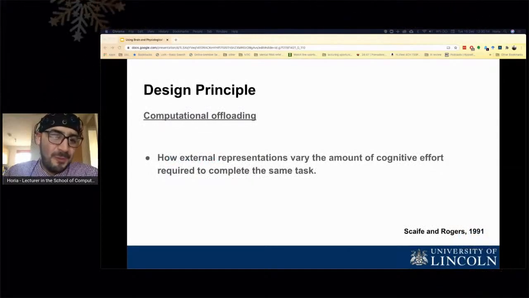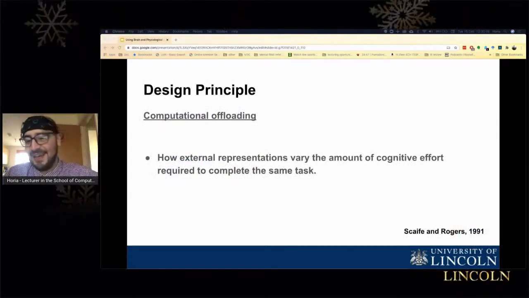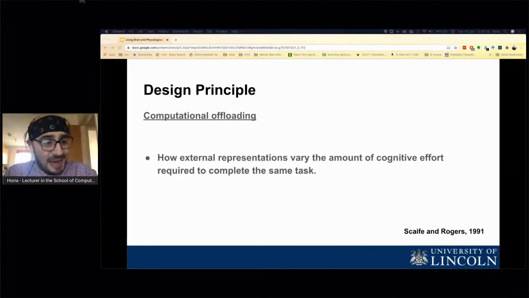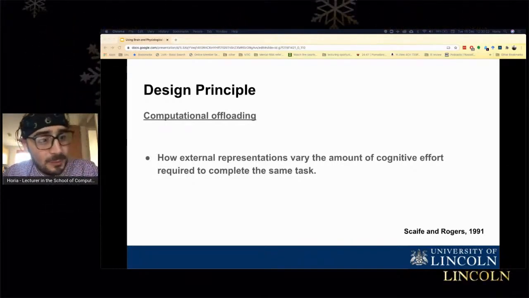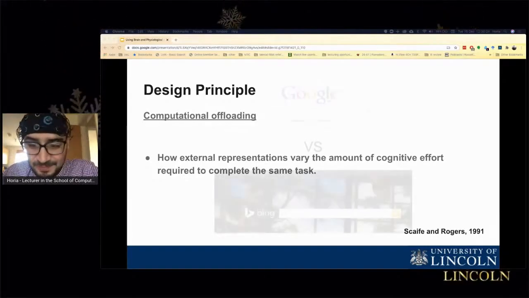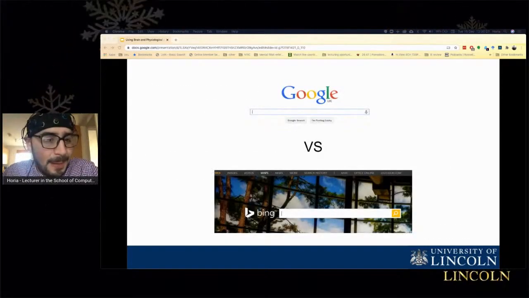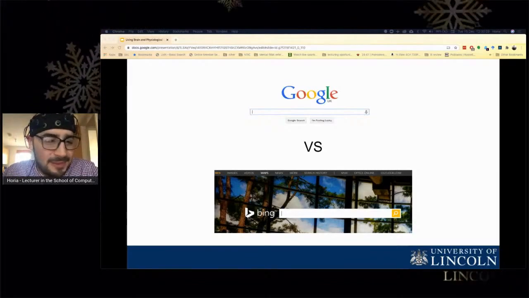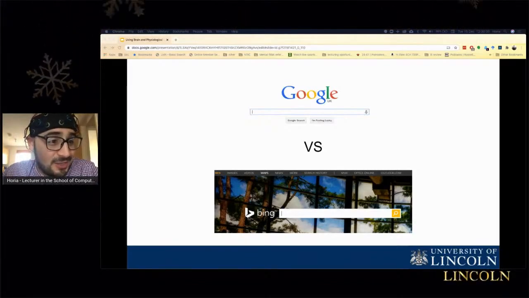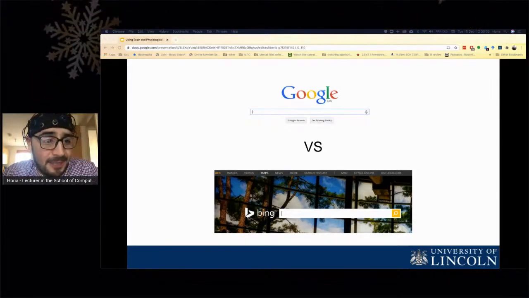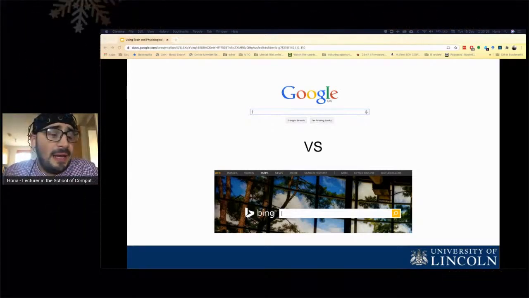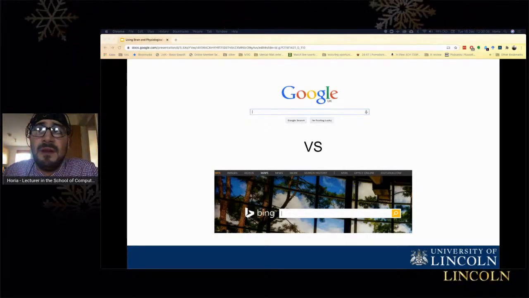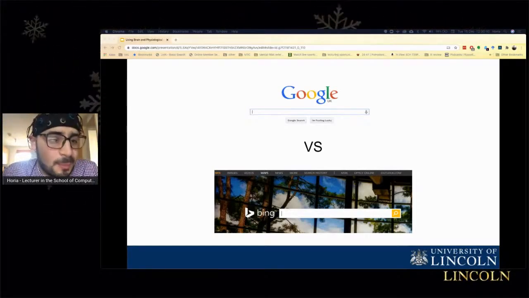Okay, so computational offloading again. We came back to this because now we know a little bit more about the technology, and we know a little bit about what we can study using this technology. So if you think again about performing a simple task, let's call it a search task, I'm going to ask you to find the last University of Lincoln term times.